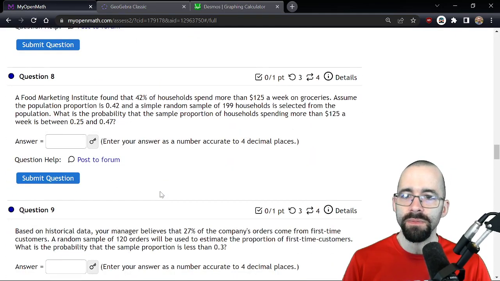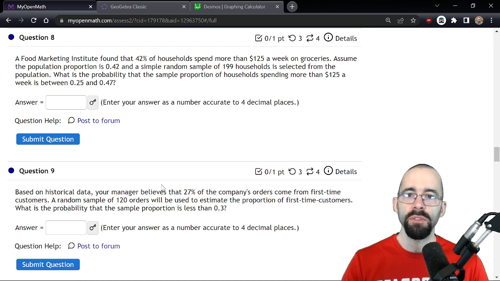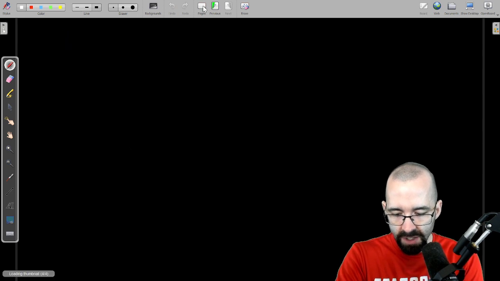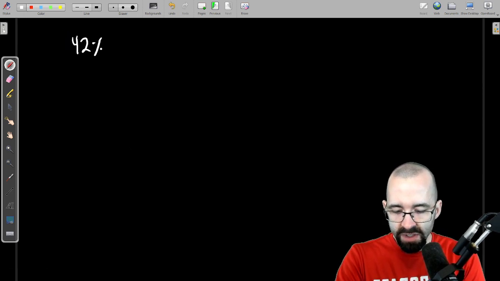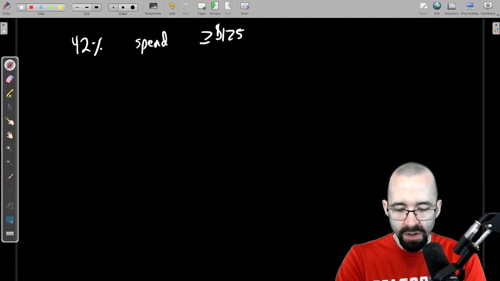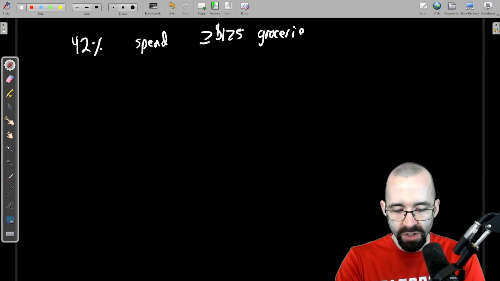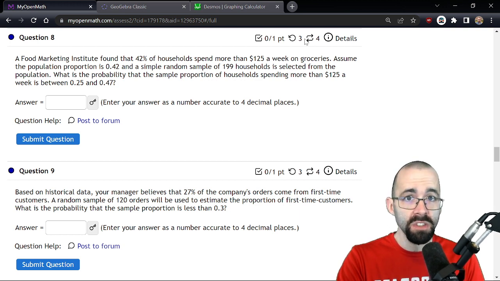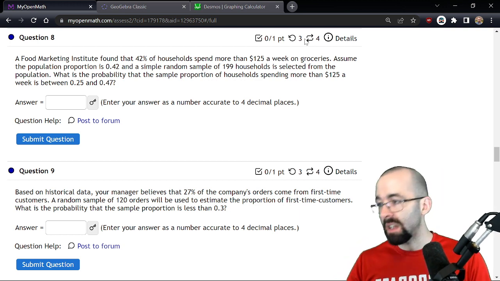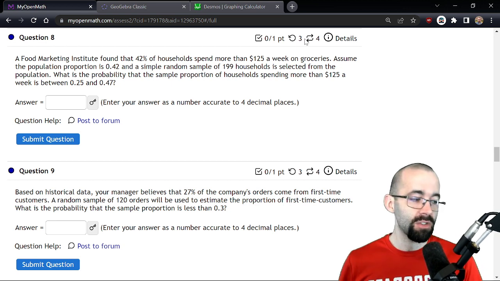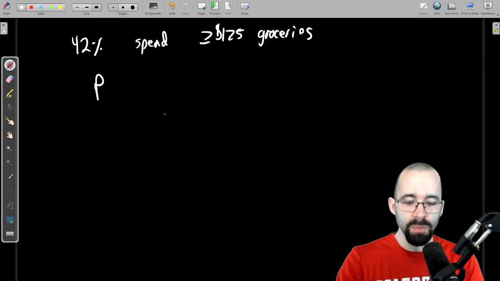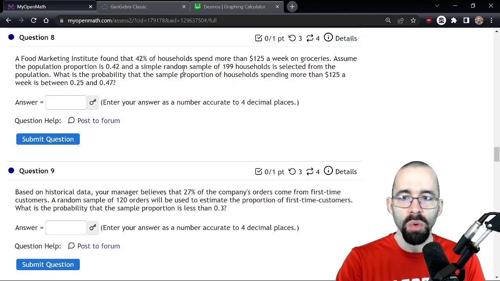Let's do number 8. A food marketing institute found that 42% of households spend more than $125 a week on groceries. Let's write that down. 42% spend at least $125 on groceries. Try to translate this into some math. Assume the population proportion, okay, we're talking about proportions now. Sampling distribution of means is related but different from sampling distribution of proportions. The population proportion, we always use lowercase p for population proportion, we're assuming is 0.42.